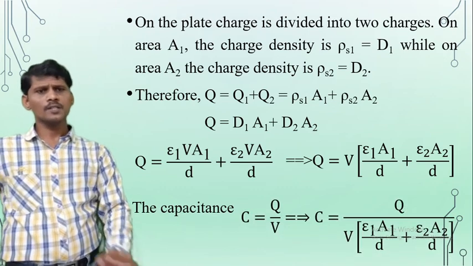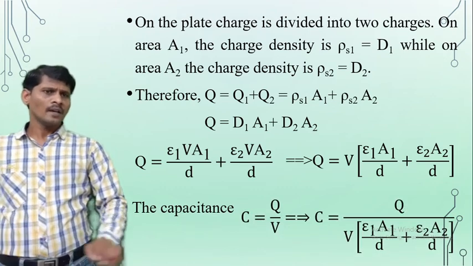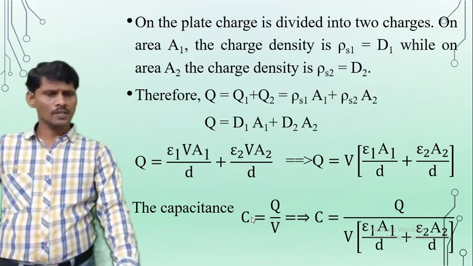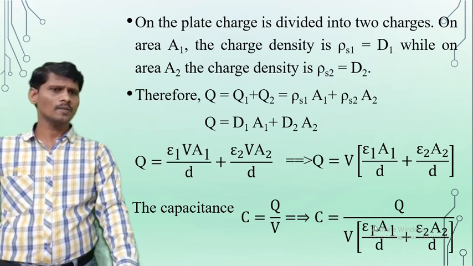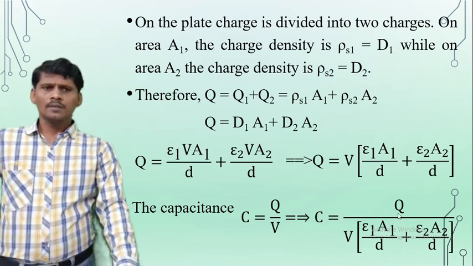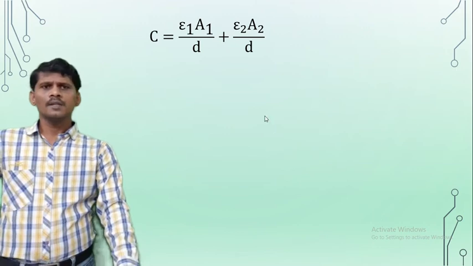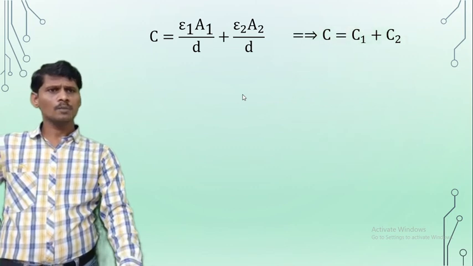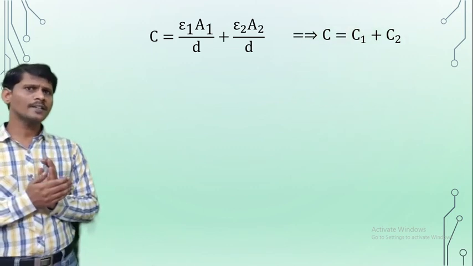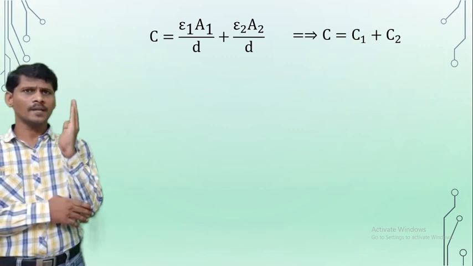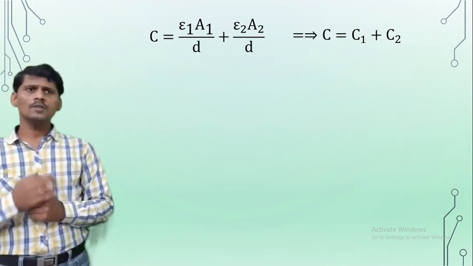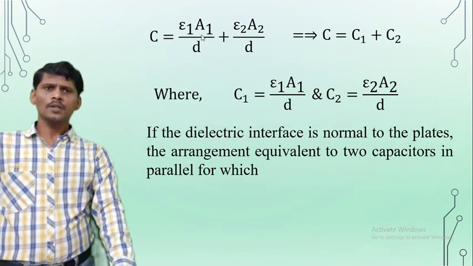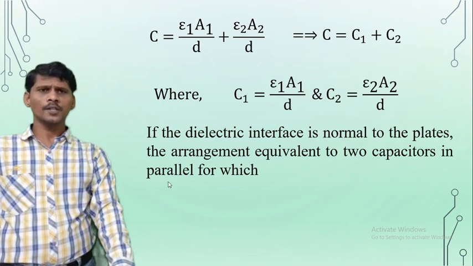Therefore, the capacitance C is equal to Q by V, where V from the right-hand side is taken to the left-hand side. That Q by V is the capacitance C. Therefore, the capacitance C is equal to epsilon 1 A1 by D plus epsilon 2 A2 by D, so that is equal to C1 plus C2. If the dielectric interface is considered normal to the plates, the equivalent capacitor C is equal to C1 plus C2, where C1 is equal to epsilon 1 A1 by D and C2 is equal to epsilon 2 A2 by D.